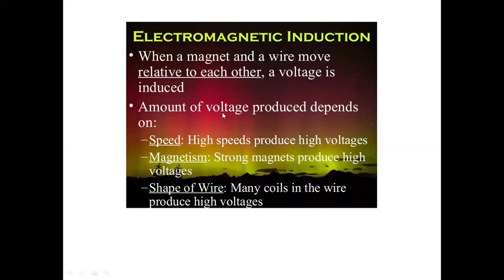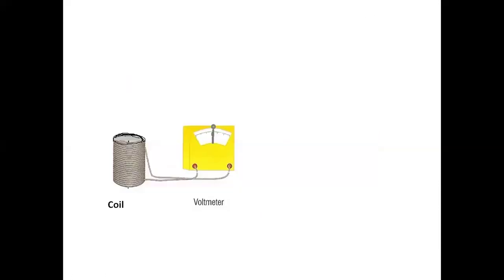The amount of induced EMF depends upon how fast they move relative to each other, how strong the magnet is, and the shape of the wire. It means if you have more coils instead of a single coil, you will get more EMF, that is, higher voltage. Here, this is the coil which is connected to a voltmeter.